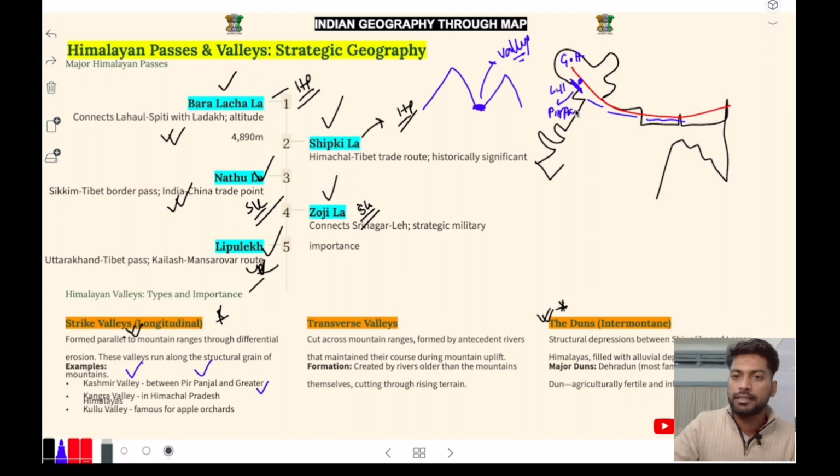Pir Panjal and Greater Himalaya, in between them, is the valley called Kashmir Valley. Kangra Valley is in Himachal Pradesh. Kullu Valley is in Simla, Himachal Pradesh. Okay, chalo. Transverse valleys are also there.